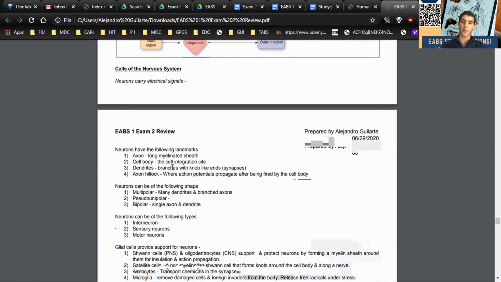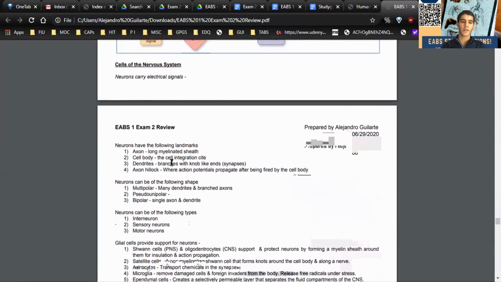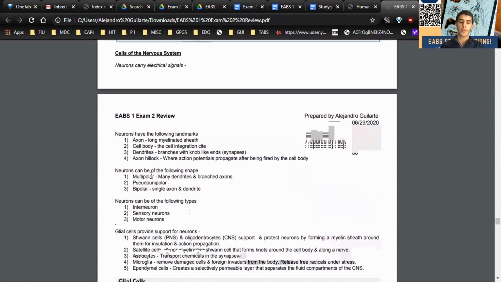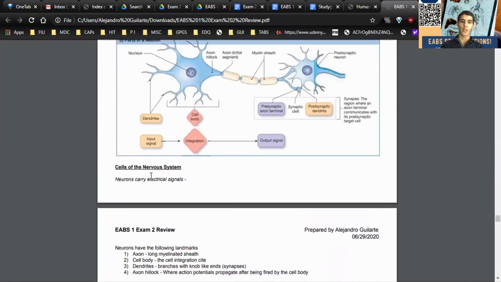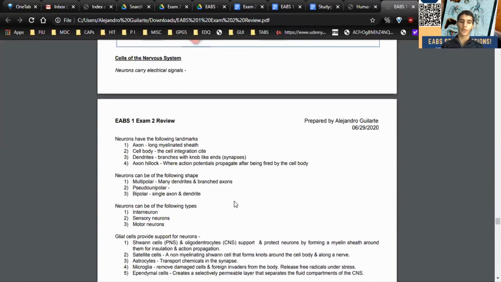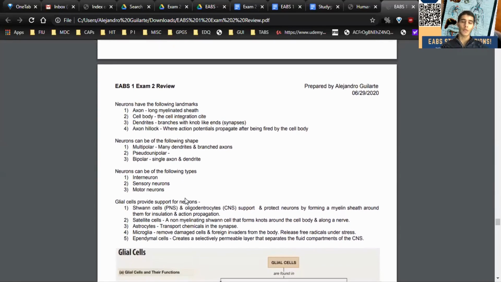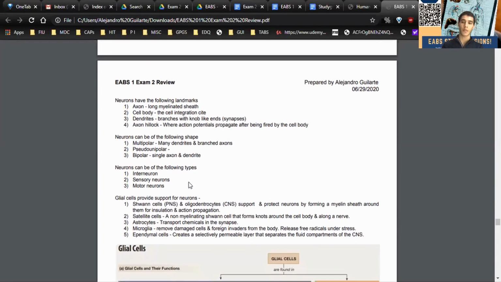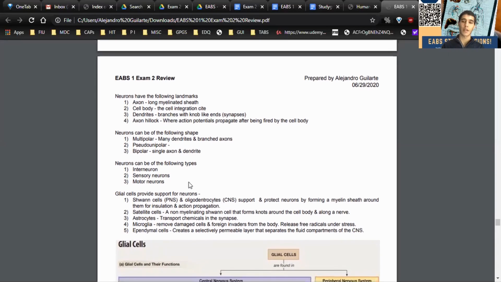And so when we look at these neurons, they typically have these landmarks: the axon, the cell body, and the dendrites. In regard to shape, they can be multipolar, which is the most common one. This picture is a multipolar neuron. They could be pseudo-unipolar, or they could be bipolar, in which they have a single axon and dendrites. And they could be interneurons, which are found in the spinal cord, sensory neurons, or motor neurons. Sensory neurons bring information about what you feel through your senses. It is integrated in the spinal cord or in the brain, and then a response is sent through motor neurons.